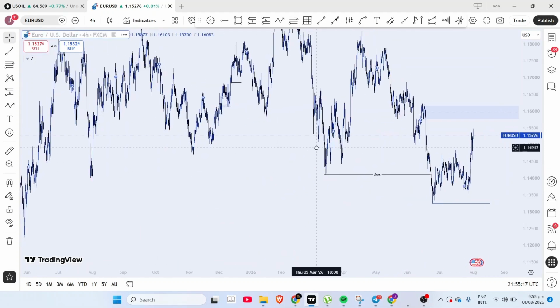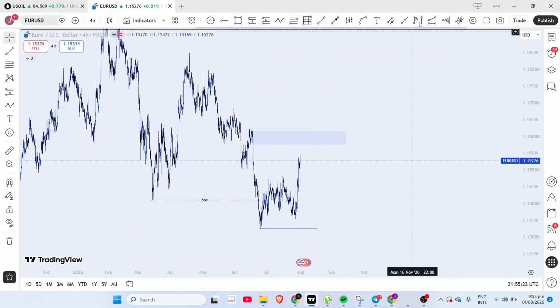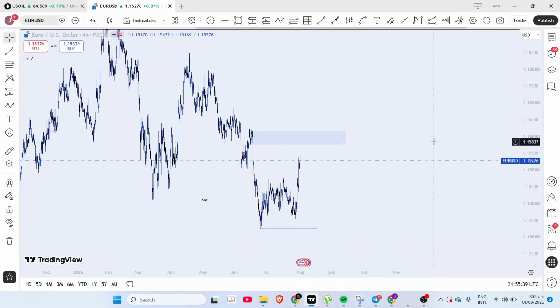So as you can see, we had this reaction on the 4-hour break of structure. So it's only sensible for price to react from this point of interest and come to the downside. So we will be watching EURUSD and see what it does next week.